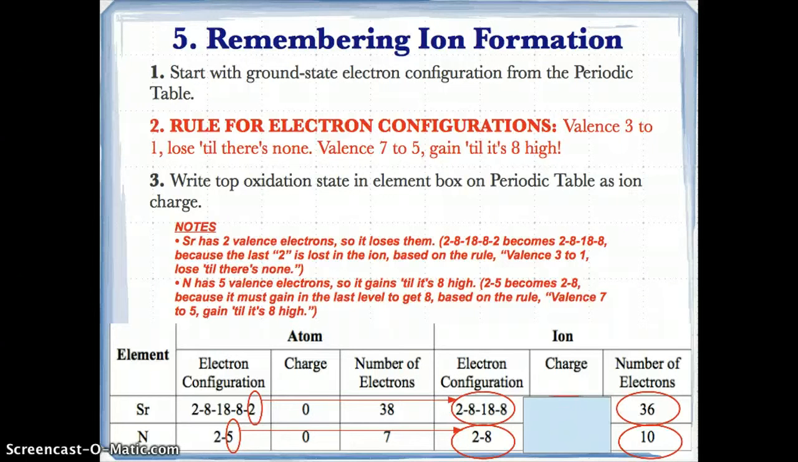Now, if we add up the electrons in each configuration for the ions, we get 36 electrons for the Sr ion since we've taken away 2 from the original 38, and 10 electrons for the total of the N ion since we've added 3 to the original 7. All right, now let's see what the charges of these ions actually are.